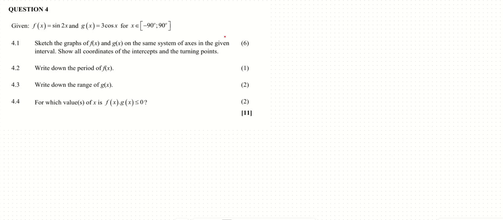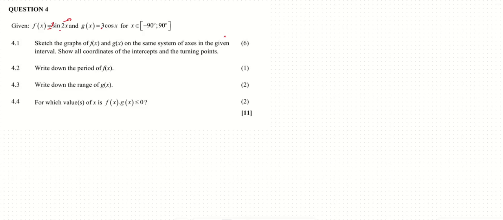Okay, let's look at this. Given f of x equals 2 sine 2x and g of x equals 3 cos x. Now let me just explain this part. Now these two here, remember, we have our amplitude in this case, or we have our range in this case. Now if you look at this here, it is 1, so that means the amplitude is 1. Now these two affect the period. I will show you how. This 3 is the amplitude.